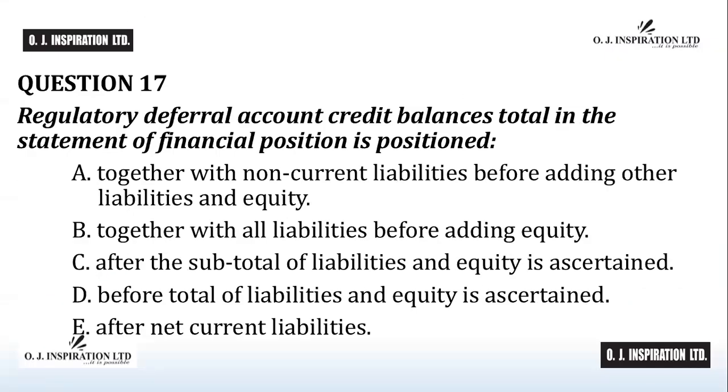Question number 17. Regulatory deferral account credit balances total in the statement of financial position is positioned A, together with non-current liabilities before adding other liabilities and equity. B, together with all liabilities before adding equity. C, after the subtotal of liabilities and equities is ascertained. D, before total of liabilities and equities is ascertained. E, after net current liabilities. Can count.